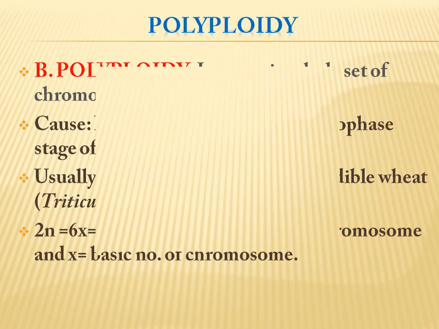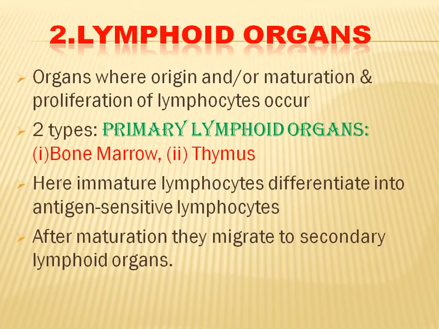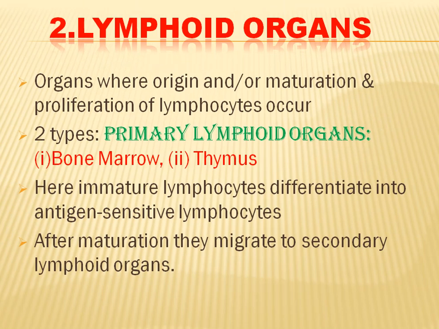basic number of chromosome. Next topic for discussion is lymphoid organs from chapter 8, that is human health and disease. These are organs where origin and or maturation and proliferation of lymphocytes occur. Lymphoid organs are two types. First one is primary lymphoid organs. These are bone marrow and thymus.